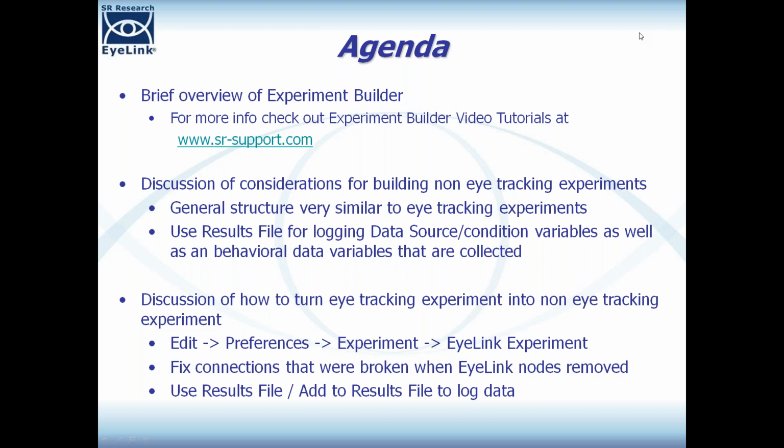But most importantly, you need to remember in a non-eye tracking experiment to use what's called a results file, which will create a tab delimited text file that will allow you to log your condition, like independent variables, data source columns, as well as any behavioral data variables that might be collected, like reaction times and accuracies and which key they pressed, that kind of information. You want to have a record of that stuff.